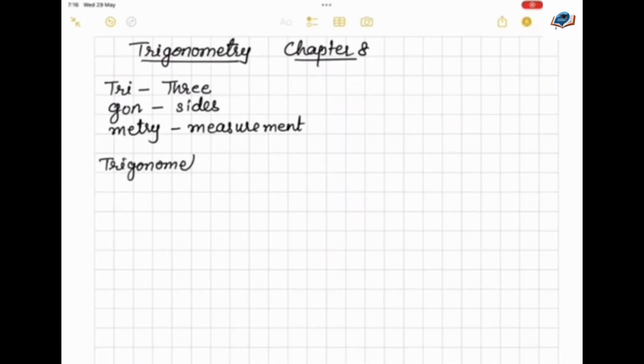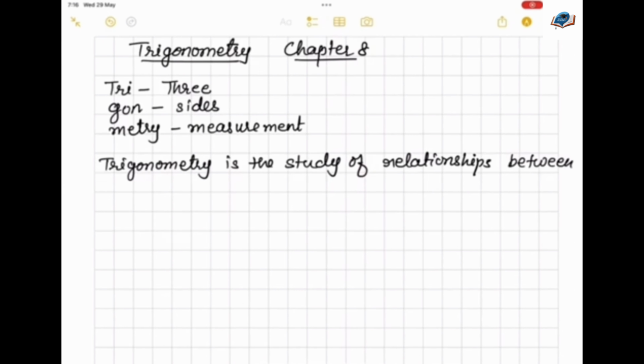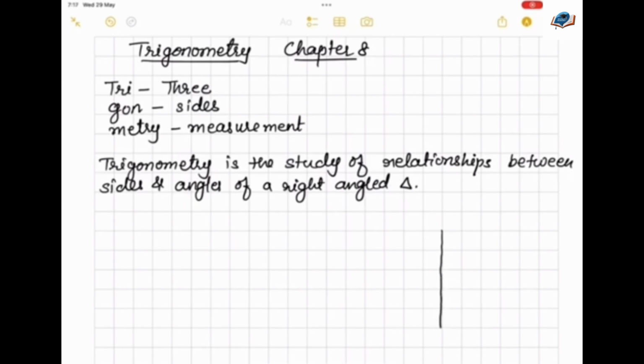So trigonometry is the study of relationships between sides and angles of a right triangle, a right angled triangle. So here in this chapter we will be talking only about right angled triangles. Whether it is said or not, it will be a right angled triangle. Now let us see it.